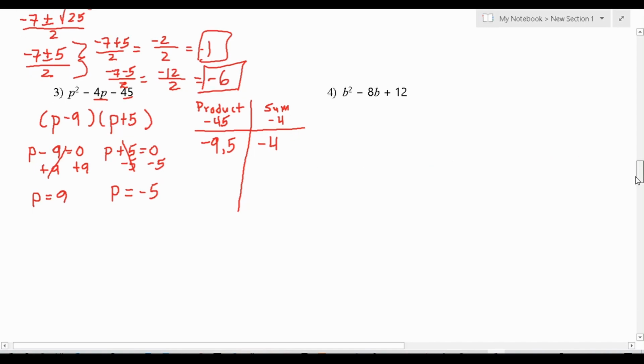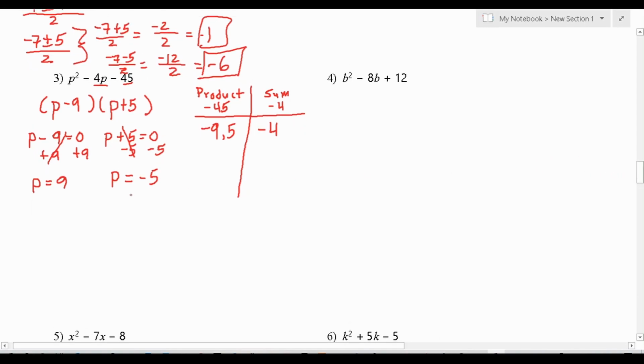Again, there's two ways to check your work. Again, since we chose these two factors, what we could do is FOIL, that is, expand this to see if it equals the original equation. And that would look like this: p minus 9 times p plus 5. Again, we're going to FOIL this or expand it.